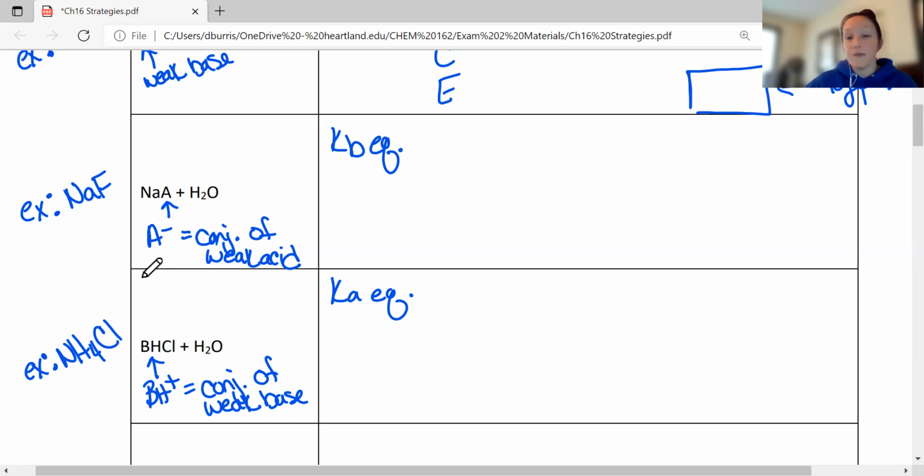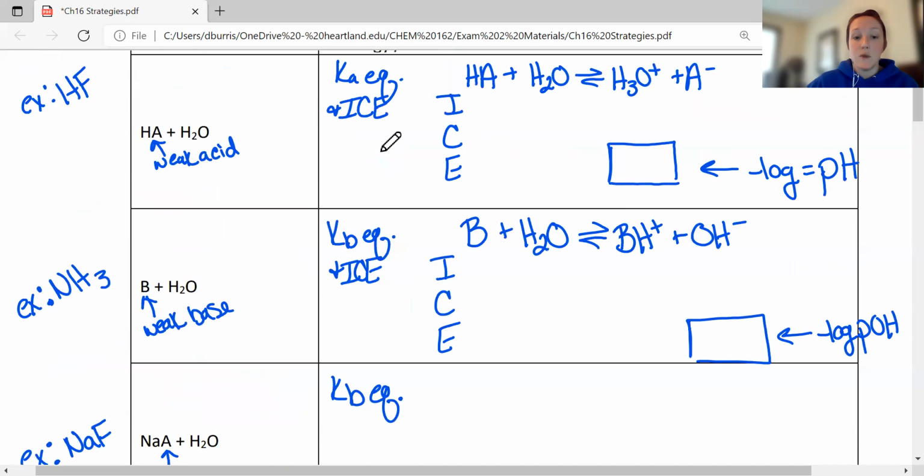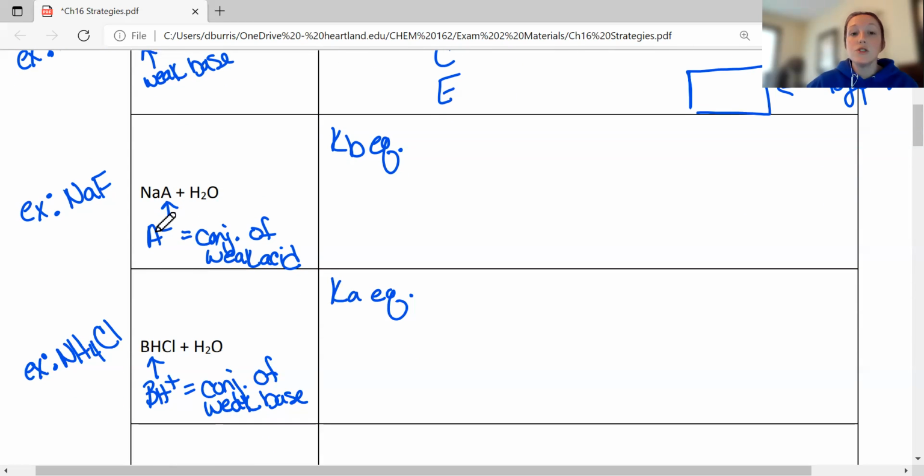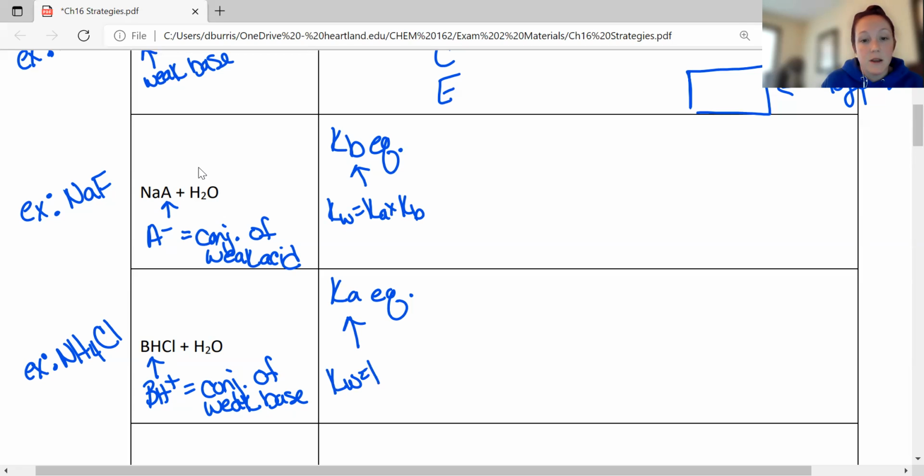Now, the only difference between these two problems and the weak acid, weak base problems is that usually I give you the Ka for the weak acid and you have to find the Kb first. So we know it's going to act basic, so you should do the Kb equation, but I usually don't give you the Kb. So we have to find it from Kw equals Ka times Kb. Same thing if I give you something like NH4Cl, I'm probably going to give you the Kb for NH3, and you have to find the Ka and then use it. So this is going to be Kw, same equation, solve for whichever one you need.